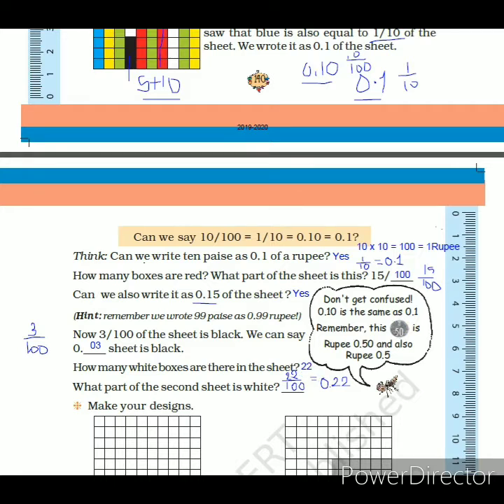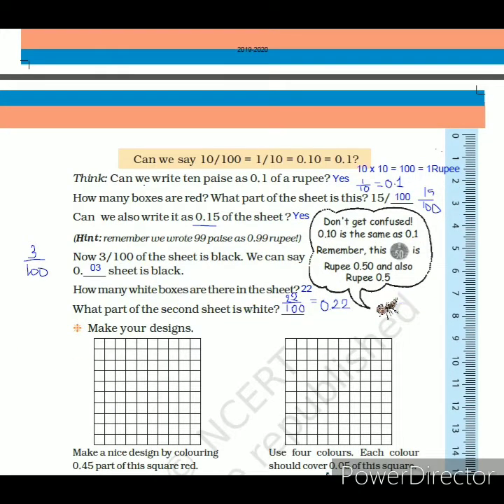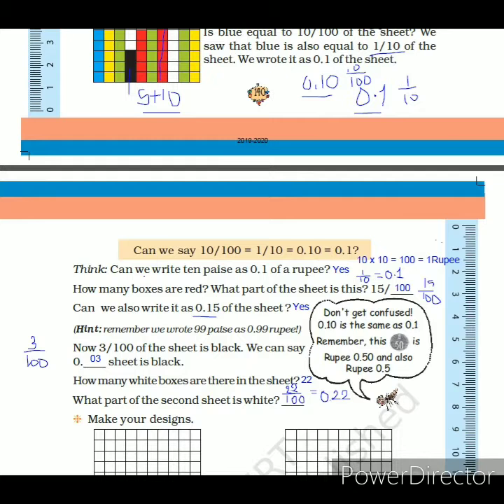So what part of the second sheet is white? How can we write it in fraction form? We can write it in fraction form as 22 by 100 or 22 upon 100. This is written in decimal form as 0.22. Out of 100, 22 boxes are white colors. It is written in fraction form as 22 by 100 or 22 upon 100, and in decimal form we can write this as 0.22. Now we have completed this topic, colorful design.